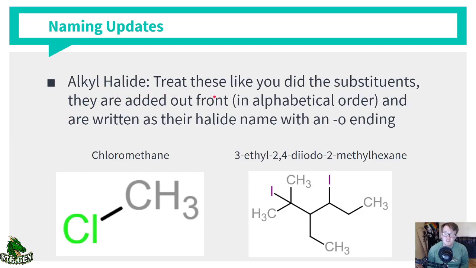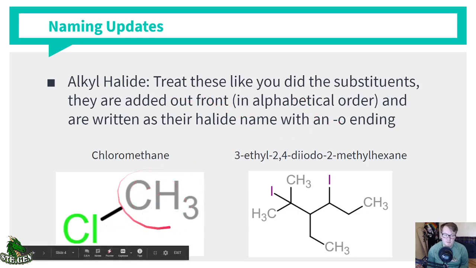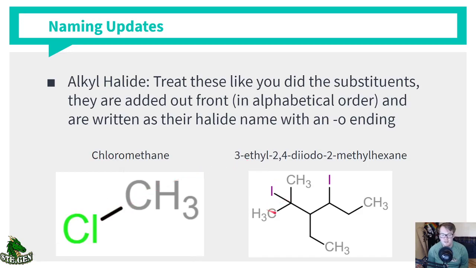Our last one is alkyl halides. You treat these like you did your substituents. They're added out front in alphabetical order and are written as the halide name, but you give them an o ending. So this is chlorine. This would have been a methane, but you've added a chlorine instead of a hydrogen, so it is chloromethane or 1-chloromethane. And this here is a little bit more complicated.